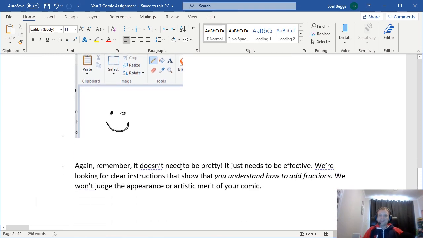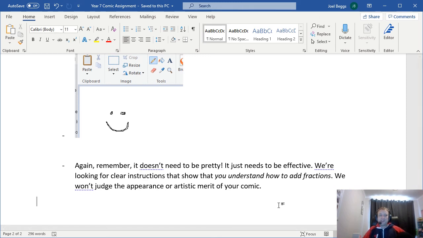So remember, it doesn't need to be pretty. I'm terrible at art. I can't draw. The example I gave you was really, really ugly, but it was effective because I had 2 fractions and I made them equivalent and I added them together, right? So all we're really judging you on today or looking for is clear instructions that show that you understand how to add fractions, right? You know why you can't just add them at the start. You know what you need to do through each step to actually get the answer. We won't be judging the appearance or the artistic merit. It'd be pretty hypocritical of me, given that I've just made the ugliest comic almost in human existence.